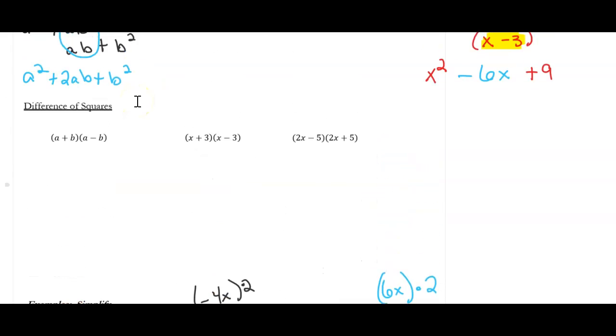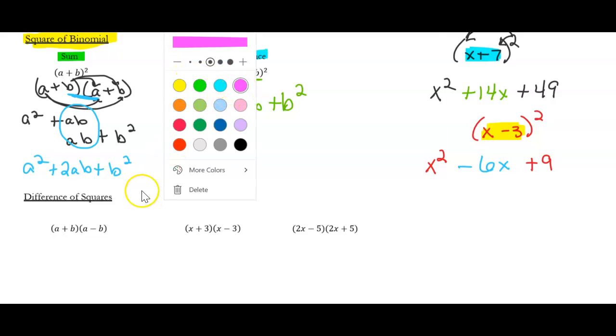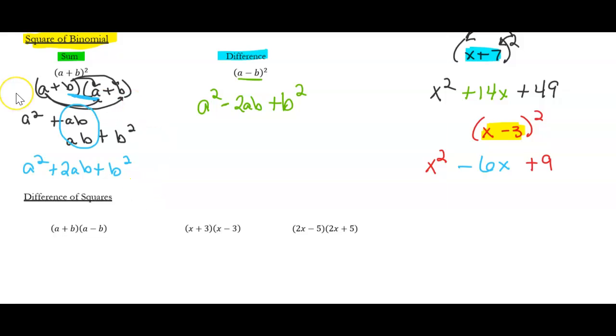All right, let's go back up now and let's learn the last rule. This last rule is called difference of squares, and this is the one that you'll see the most. So let's see what happens when we do it with a and b. So I'm going to distribute. I get a squared minus ab plus ab minus b squared, because I only have one negative there.